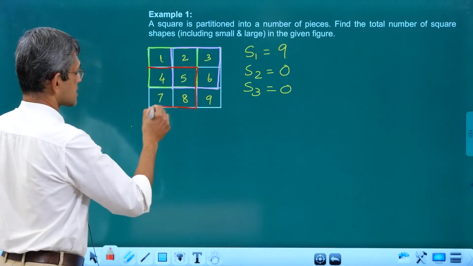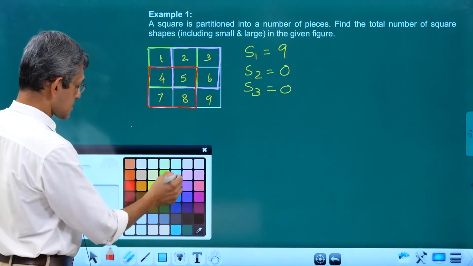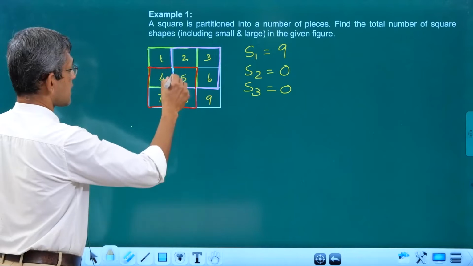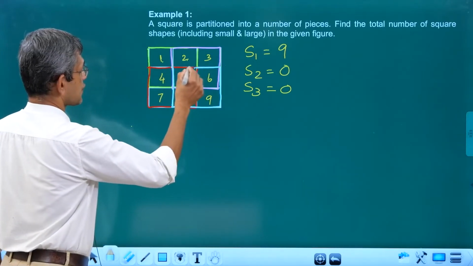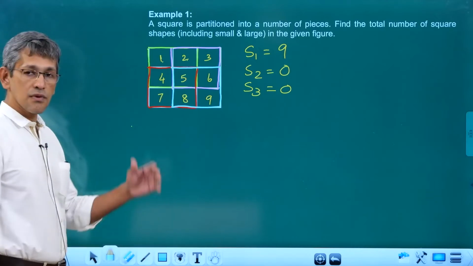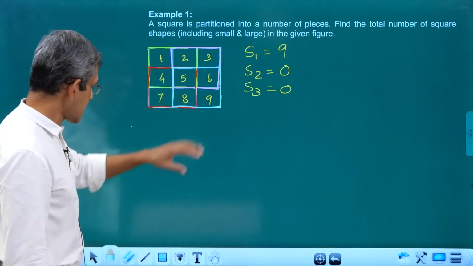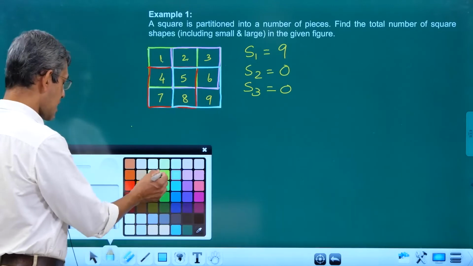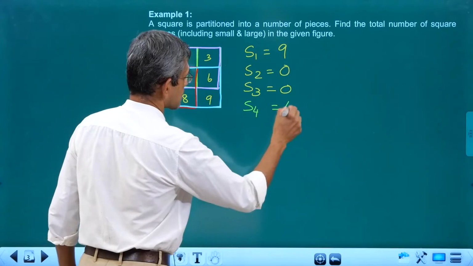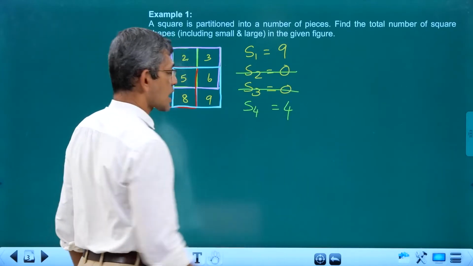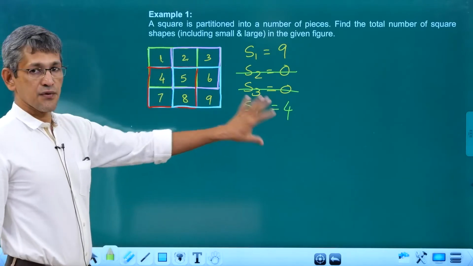4, 5, 7, 8, that's another square. Let's go for a different color. This is 5, 6, 8, 9, that's another square. So 4 pieces together, how many squares do we have? 4 squares. So 4 pieces together, we have 4 such squares. Let's mark it as 4. So for 2 pieces it is 0, we don't count it. Then for 4 pieces together, we have 4 such squares.